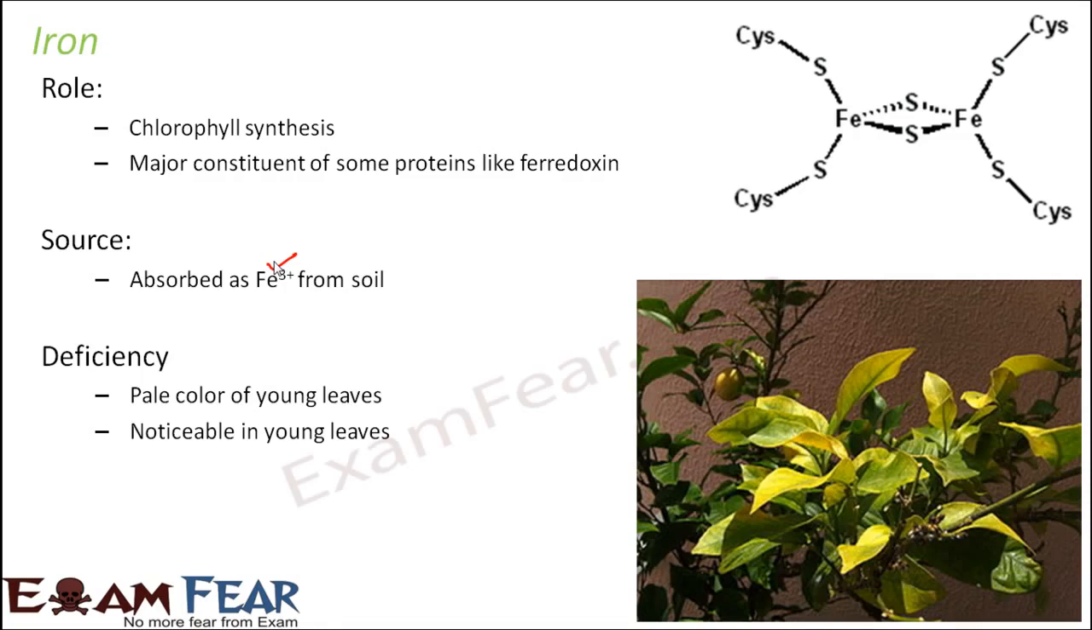For example, if iron is being transmitted from the older parts towards the younger parts, in that case it should be first noticeable in the older parts. But if it is being transmitted from younger parts towards the older parts, in that case it should be noticeable in the young leaves. So in case of iron, it is first noticeable in the young leaves, and then gradually it is transmitted to the older leaves.